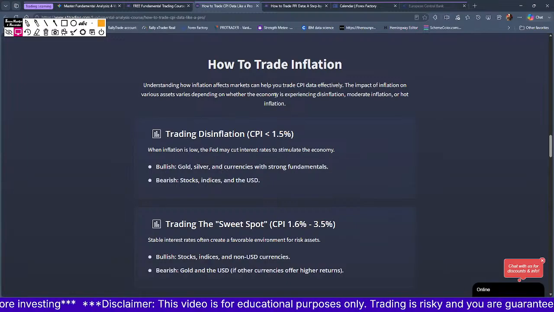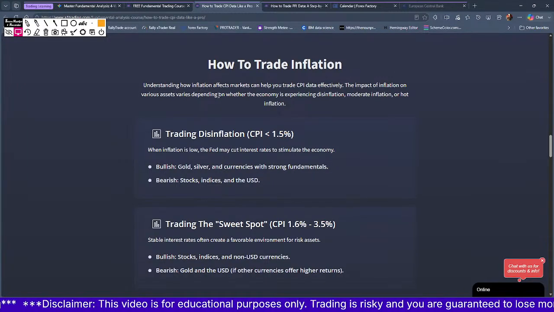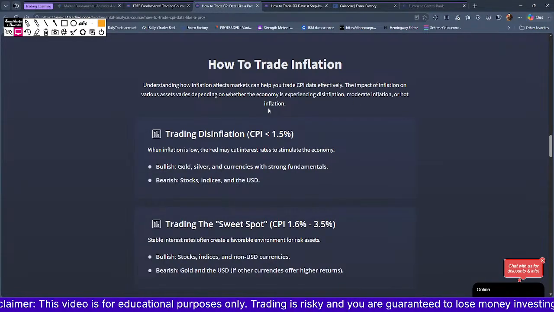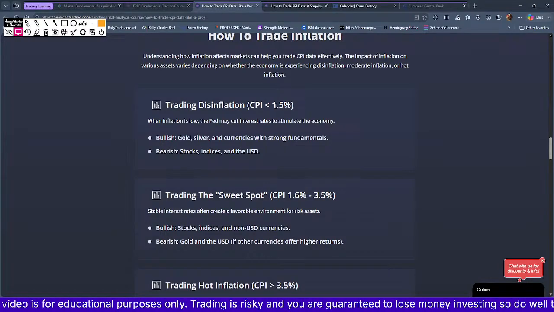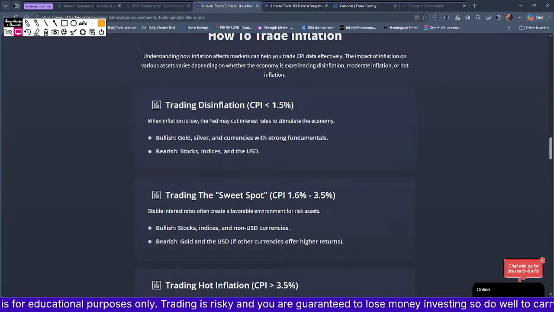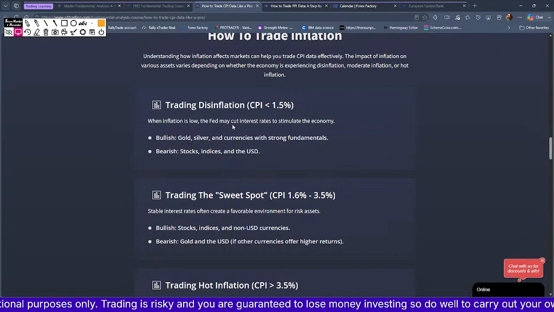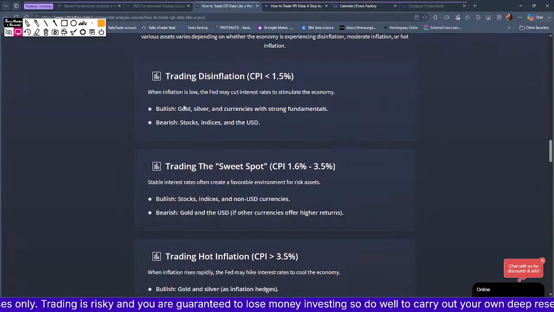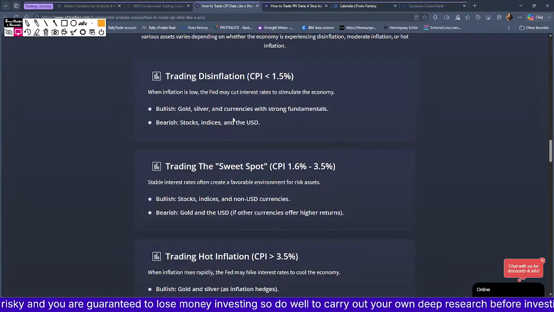The impact of inflation on various assets depends on whether the economy is experiencing disinflation, moderate inflation, or hot inflation. So, trading disinflation, a situation where the CPI is constantly coming out at less than 1.5%. When inflation is low, the Fed may cut interest rates to stimulate the economy. So in that situation, gold, silver, and currencies gain value because inflation is low.